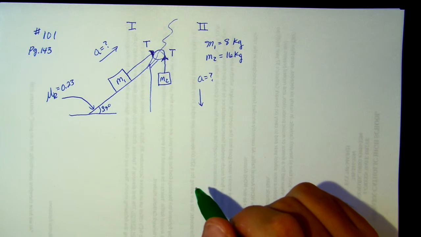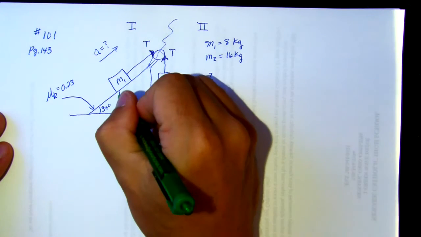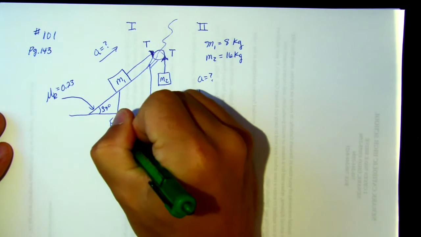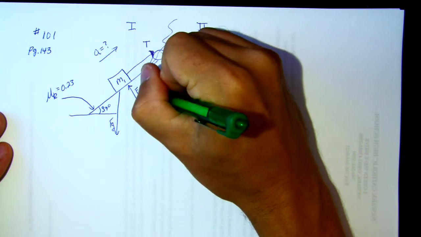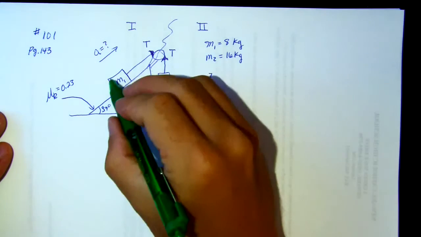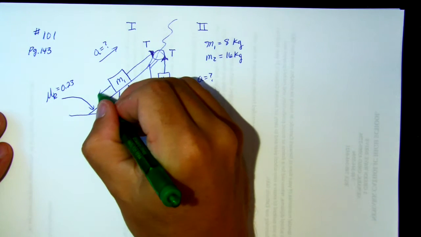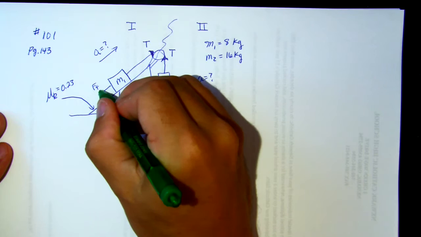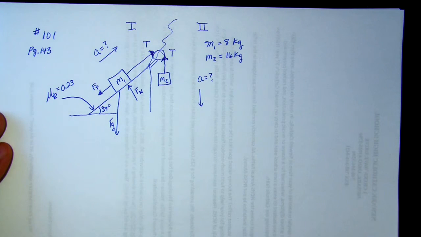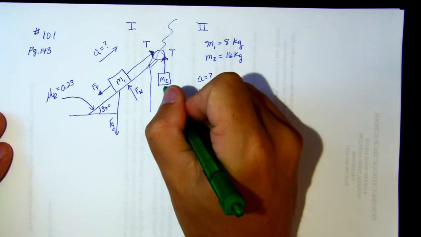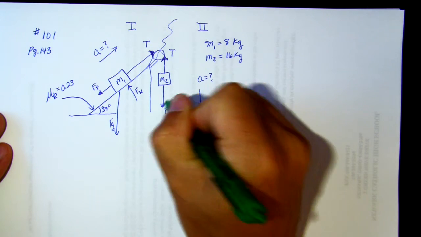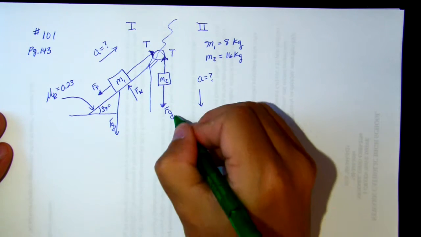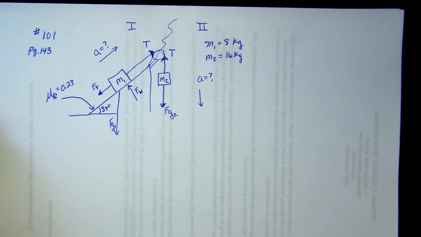All right, so let's start labeling forces. Every object has a force due to gravity. It's sitting on a surface, so it has a normal force. It's moving in this direction, so that means force due to friction is in that direction. On side 2, every object has a force due to gravity. I'm going to call this one FG1, this one FG2, just so we can keep that clear.